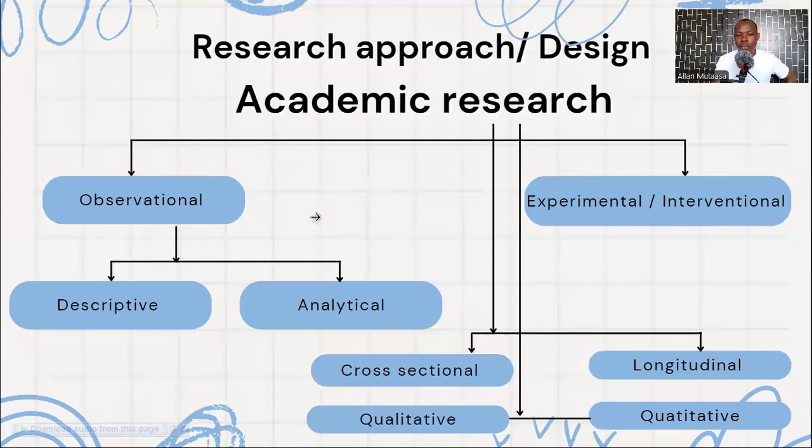The opposite of observational research is called experimental or interventional research. An experimental study is when you, the researcher, manipulate the subjects. What does manipulation of subjects mean? It is when you introduce a certain intervention and you see if the intervention actually results in the result that you want.